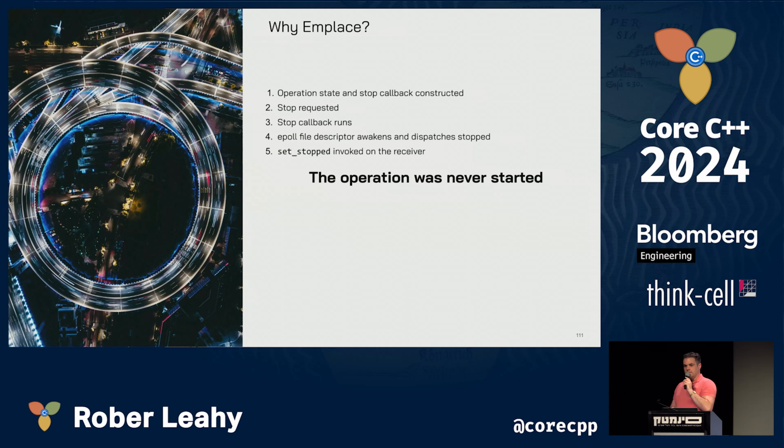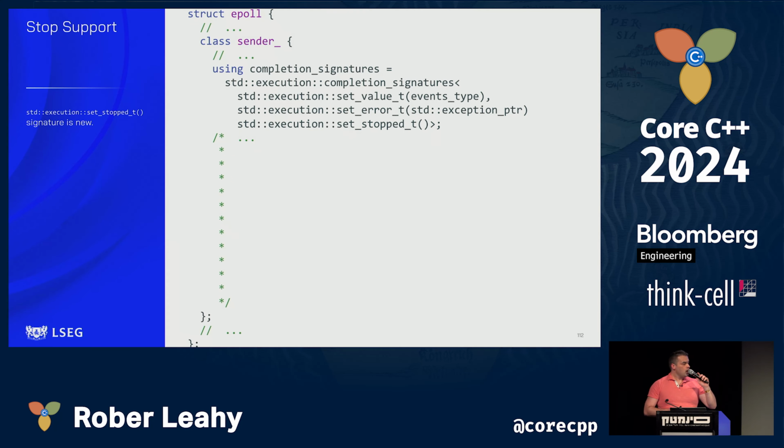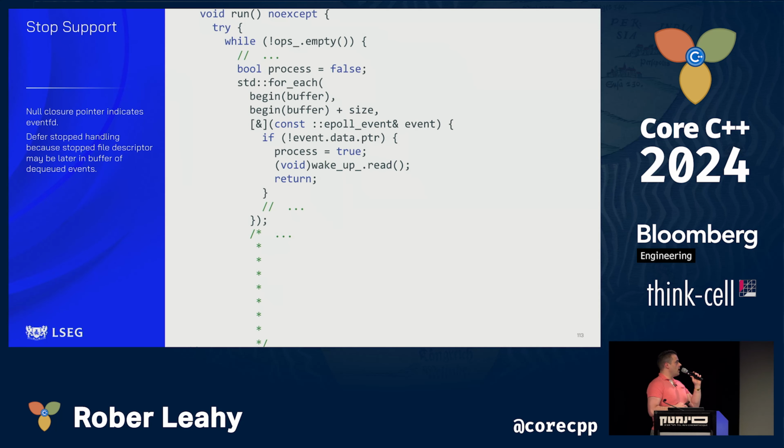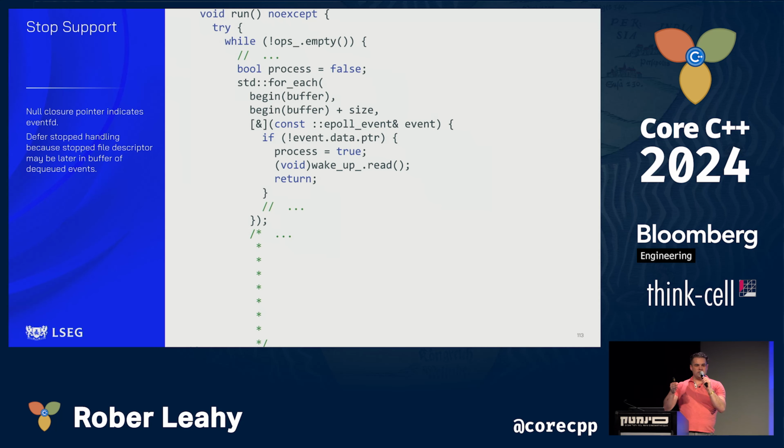Turning our attention to our sender, we need to enrich its set of completion signatures and add the fact that it can complete with stopped. Then we need to go back to our run function, and as we're visiting events that we dequeue, we identify those that come from our Eventfd by the fact that their closure pointer is null. If this is the case, we set a Boolean flag and we keep looping. Which of course raises the question of why we do this rather than dispatching those stop completion signals directly inline?